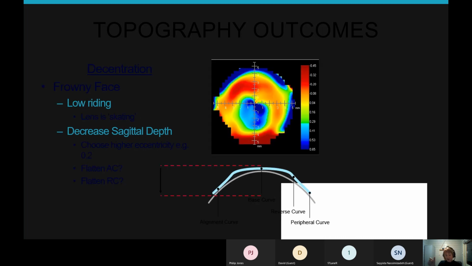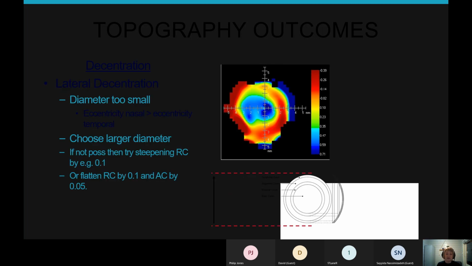So the alternative is a frowny face pattern. So this is a low riding lens and you get the frown over the top, and this is where you have excessive sagittal depth, so therefore you're going to decrease it by flattening your peripheral curves. And again, we make those decisions on how much at our end.